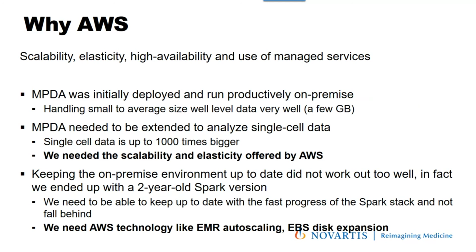And we also needed the ability to scale, and scale quickly, without any boundaries. And I'll talk about boundaries in a few. We did hit a few. Not to say that Amazon isn't great, but even they have boundaries. Keeping the on-prem environment was very difficult. At some point, we ended up with a two-year-old Spark version. Keeping things up to date from app stack to infrastructure stack while ensuring dynamic storage expansion was a no-go.